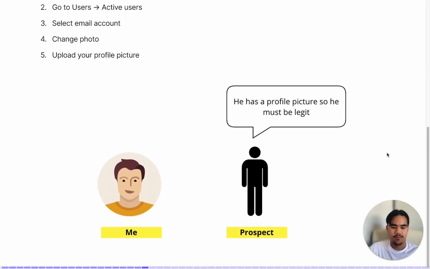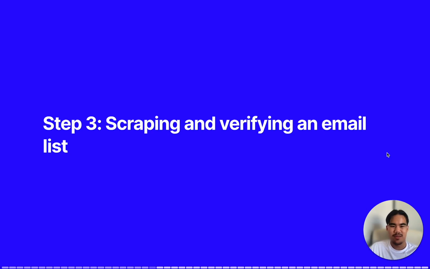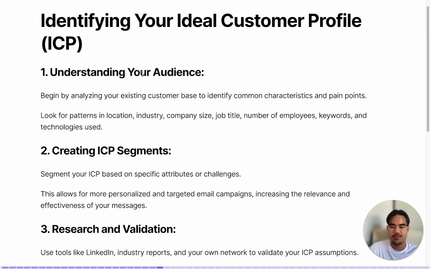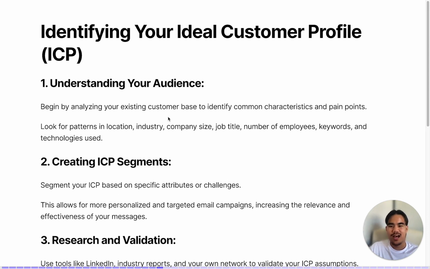Cool. So step 3 is scraping and verifying an email list. So, now that you've got your email accounts and your domains, you want to scrape a list to outreach to. Before you do this, you want to identify your ideal client profile, which is number 1, understanding your audience. You have to analyze your existing customer base to identify common characteristics and pain points. You want to look for patterns in location, industry, company size, job title, number of employees, keywords, and technologies used.